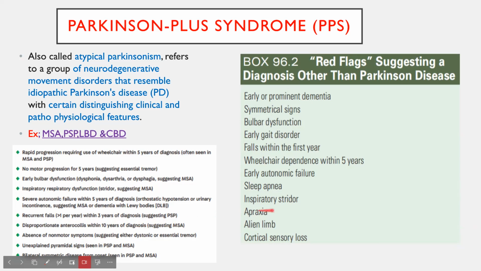And absence of non-motor symptoms, like in case of dystonia, Parkinsonism spectrum, and pyramidal signs are classically seen in progressive supranuclear palsy and MSA. This one is again the same flow chart.